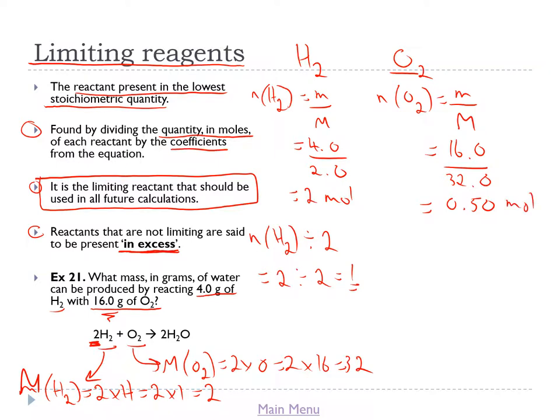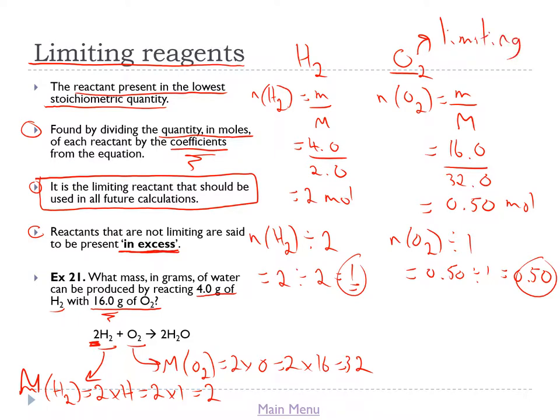And then, again, we need to divide the quantity of moles by the coefficient from the equation. So we're going to do the number of moles of O2 divided by 1, equals 0.50 divided by 1 equals 0.50. Okay, so whichever of these two answers is the smallest is our limiting reactant. So in this case, O2 is limiting, because the answer for it is 0.5, and for hydrogen it's 2. So what that means is we need to use the mass of oxygen in our further calculations.